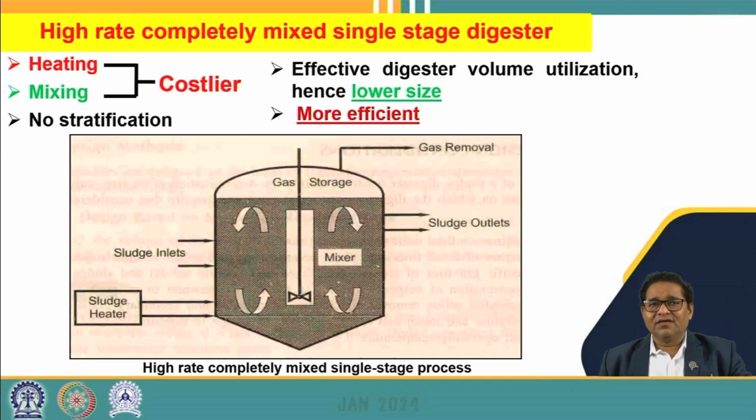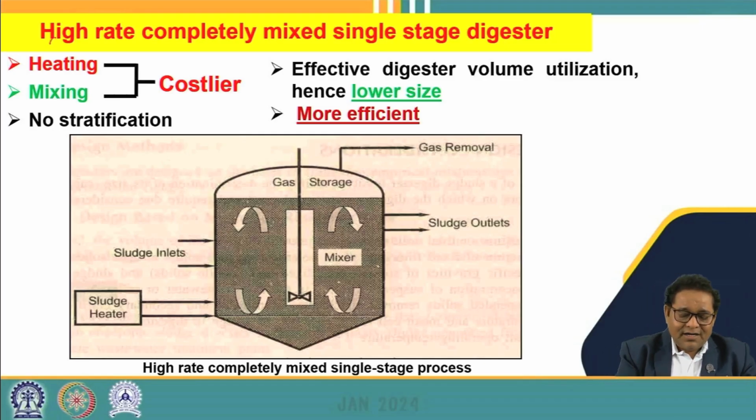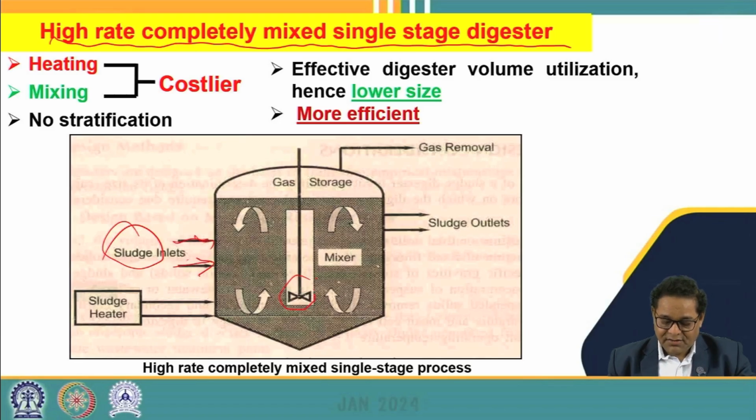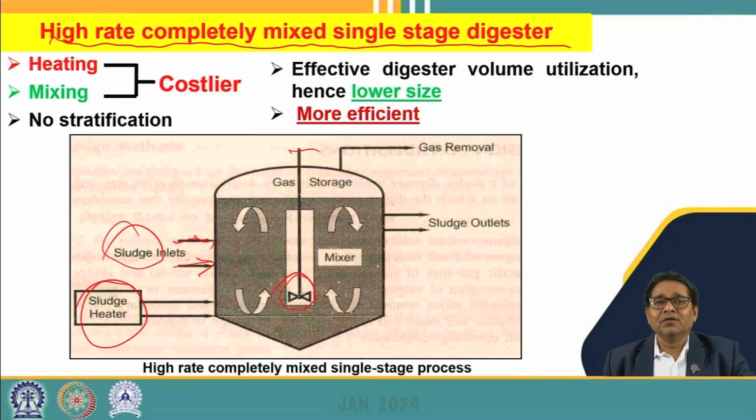So let us see another type of digester, which we call the high rate completely mixed type of single stage digester. Here, if we see, there are sludge inlets where the sludge is taken into the digester, and for mixing, there is a stirrer provided here. It ensures complete mixing of the sludge coming into the digester. And then you can see there are sludge heaters also provided at the bottom. This will try to increase the temperature of the sludge. So here both heating and mixing are carried out.